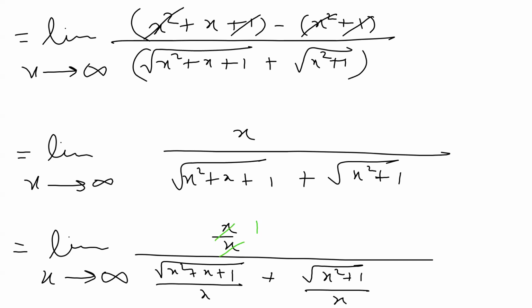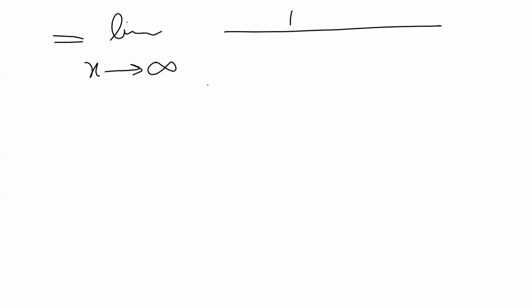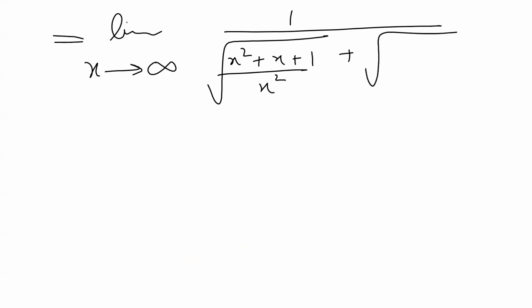Yashvi, if I want to take this x within the root, what should I write? So x square. Perfect. So root of x square plus x plus 1 upon x square. Similar concept over here. In the numerator there is 1. So this equals limit x approaching infinity 1 upon root of x square plus 1 upon x plus 1 upon x square.